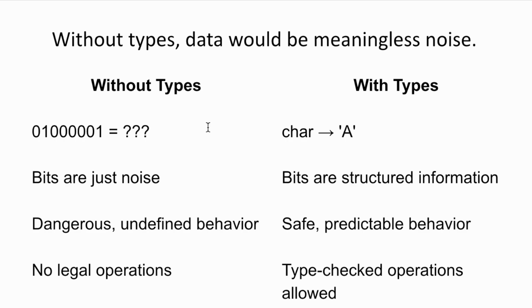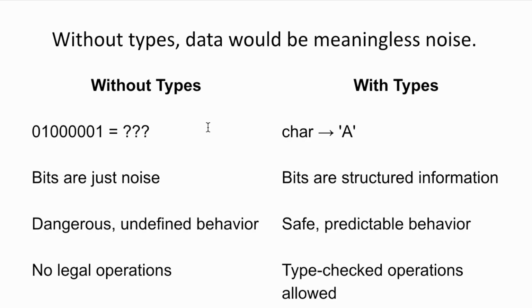Without types, data would be meaningless noise. Imagine opening a file and seeing just a string of ones and zeros, no label, no structure, no format. That's what raw memory looks like to a computer. It has no inherent meaning. It's just electrical signals or magnetic states, depending on the hardware. What gives that data meaning is how we choose to interpret it.